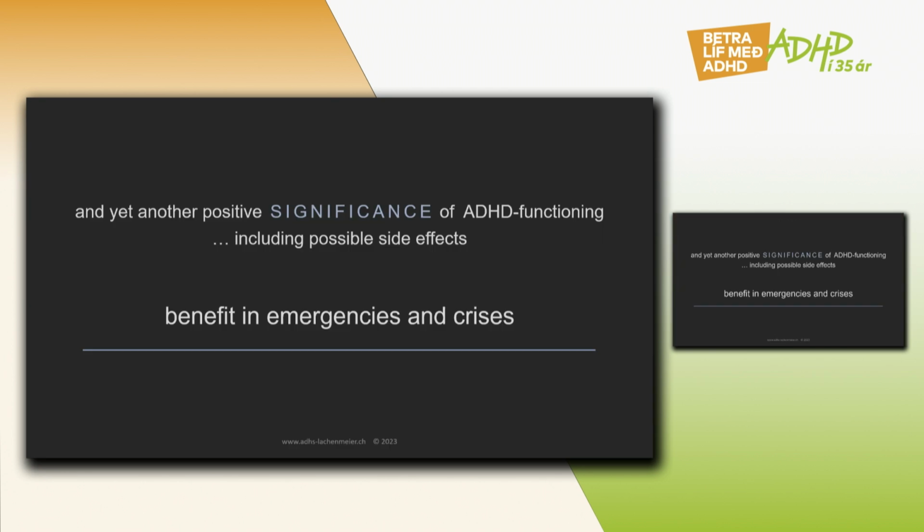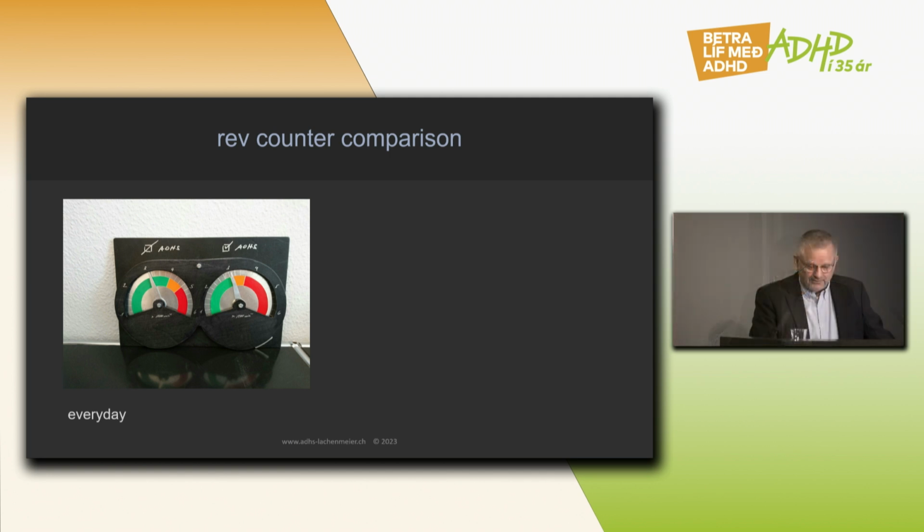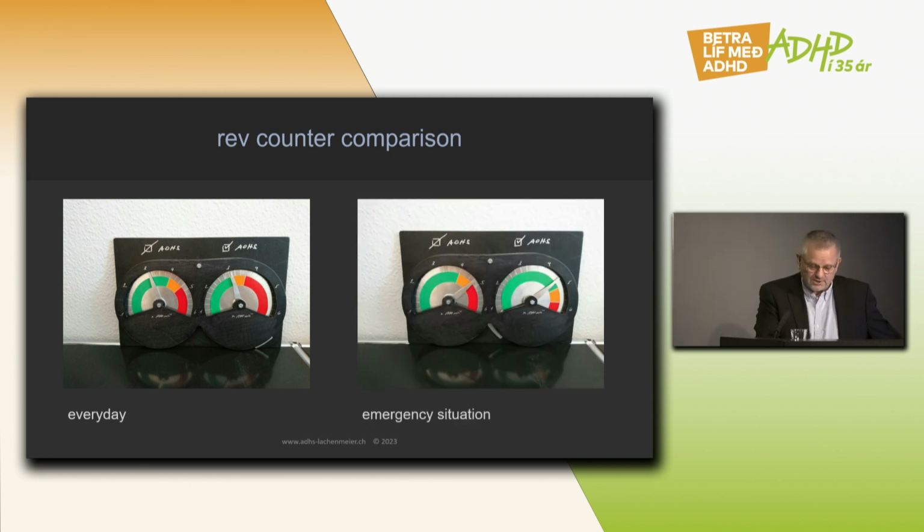So, again, I want to say something positive, maybe with side effects. Of course, it's always both sides. When you look at the rev counter in a car, you see on the left a person without ADHD, and on the right with ADHD. So in daily life, the person without ADHD is in the green area with 3,000 revs per minute, but the ADHD person is close to orange. Now, if you have an emergency situation, the thing changes. The person without ADHD goes into the orange, and the ADHD person comes into the green because the scale shifts as well. Now, how can we understand that?